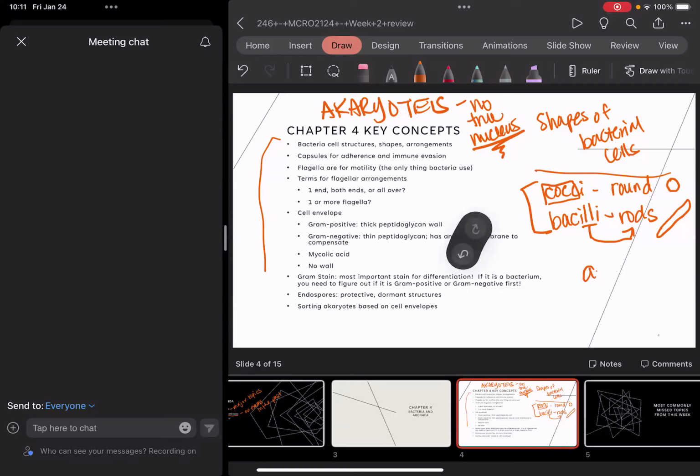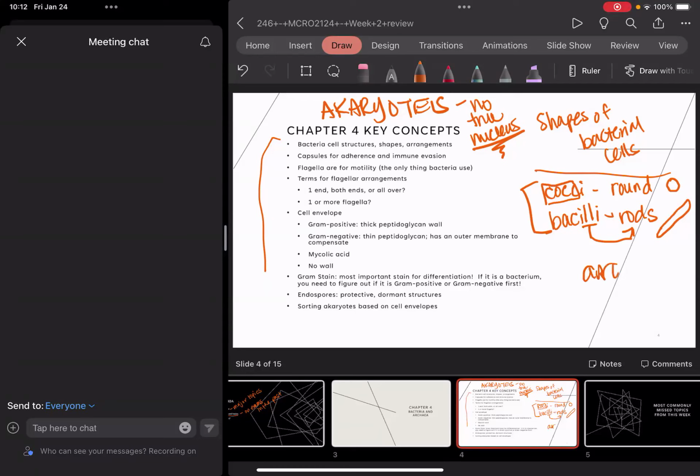And then our arrangements. This is basically just how those cell shapes can exist arranged. Typically, when we're looking at them in our microscopes, as fixed slides. But this is how they would live in arrangements in the environment as well.